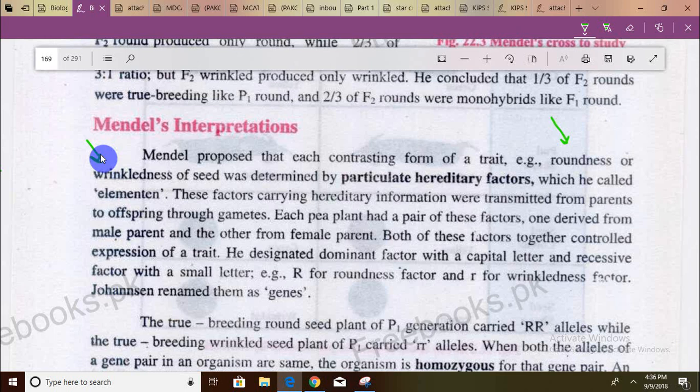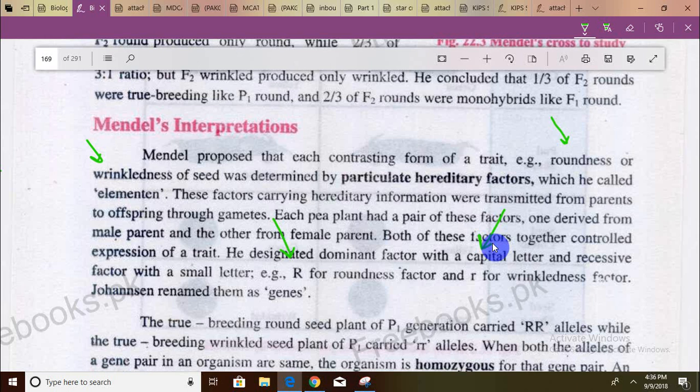Anyhow, moving forwards, these factors carrying hereditary information were transmitted from parents to offspring through gametes, right? Obviously, each pea plant had a pair of these factors, one derived from the male parent and the other from the female parent, and both these factors together controlled the expression of a trait. He designated the dominant factor with a capital letter and the recessive factor with a small letter. Example, capital R for roundness factor and small r for wrinkledness factor.